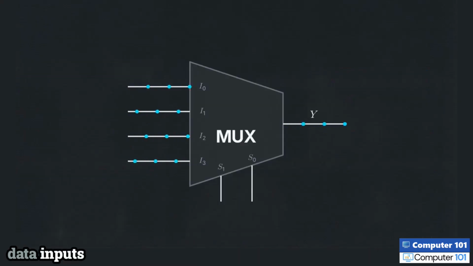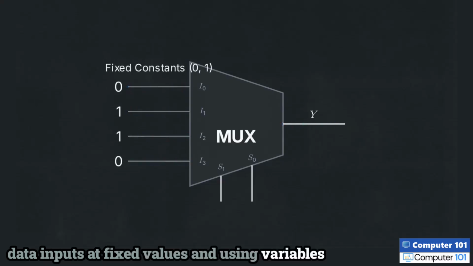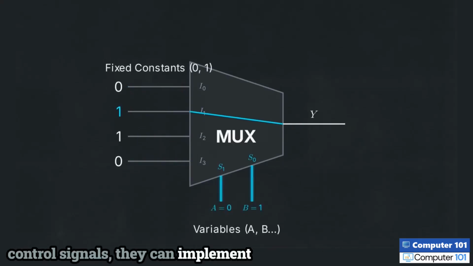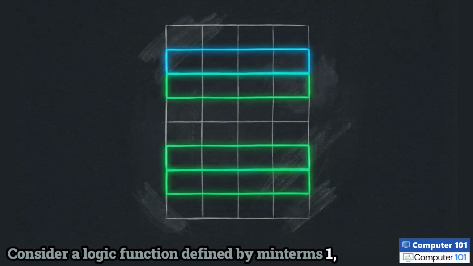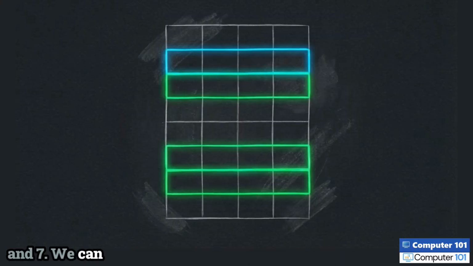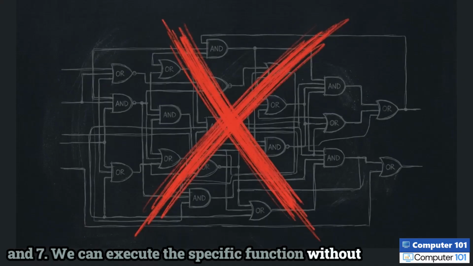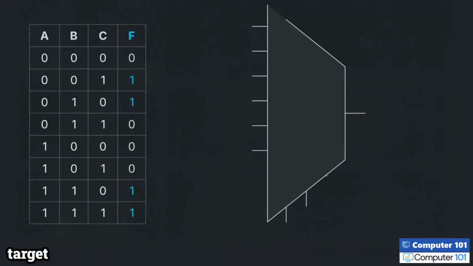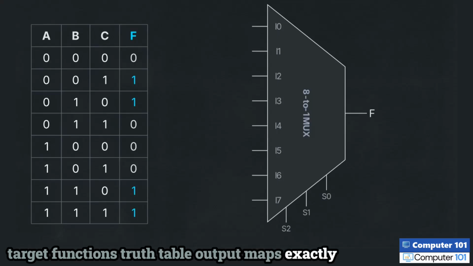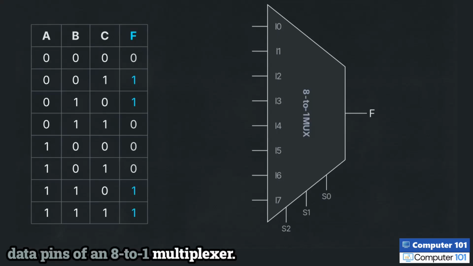By holding data inputs at fixed values and using variables as the control signals, they can implement general-purpose logic. Consider a logic function defined by minterms 1, 2, 6, and 7. We can execute this specific function without using a custom array of individual logic gates. Here, the target function's truth table output maps exactly to the data pins of an 8-to-1 multiplexer.